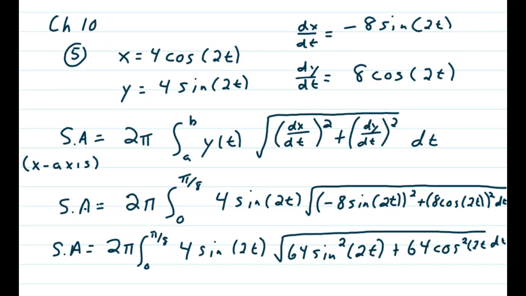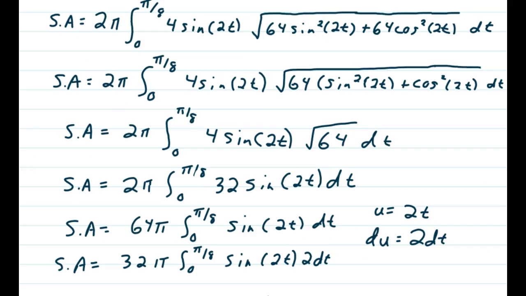And then we do some algebra to get surface area is equal to 2 pi, integral from 0 to pi over 8, 4 sine of 2t, and we square those pieces, we get the square root of 64 sine squared of 2t plus 64 cosine squared of 2t, and that should be giving you a hint of what we're going to do next. Inside that square root, we can factor out a 64, leaving 64 times sine squared of 2t plus cosine squared of 2t, and from your trig identities, we know that that is 1.